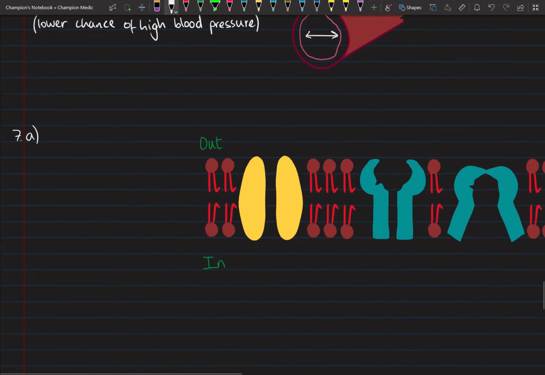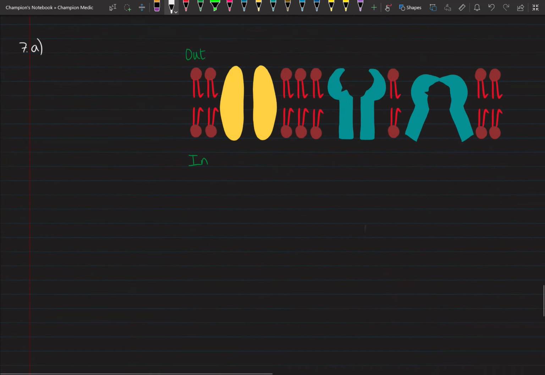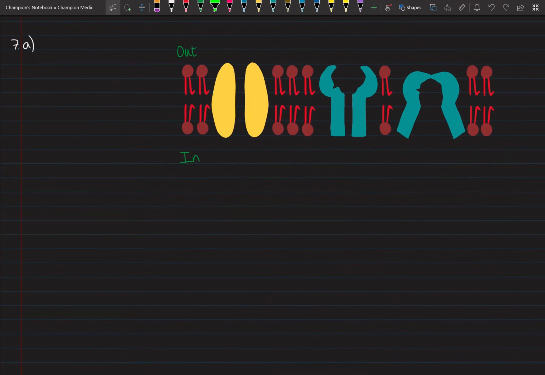Okay, question 7. So 7A. The way that I'd approach this question is I'd divide it into 4 different processes that we know: simple diffusion, osmosis, active transport, and facilitated diffusion. That's going to be your 4 key overall processes.